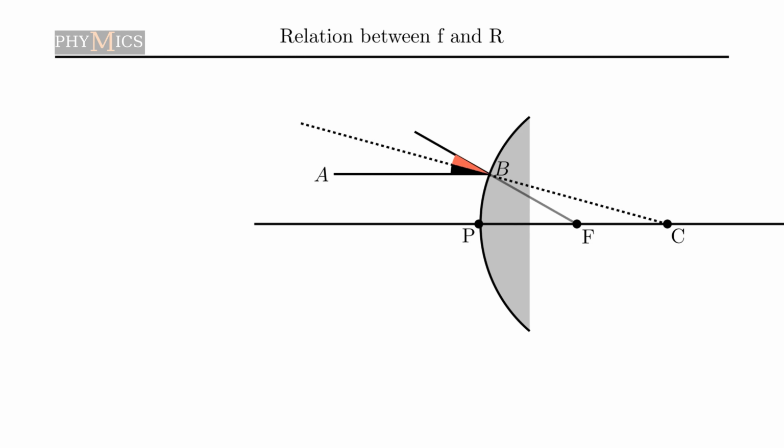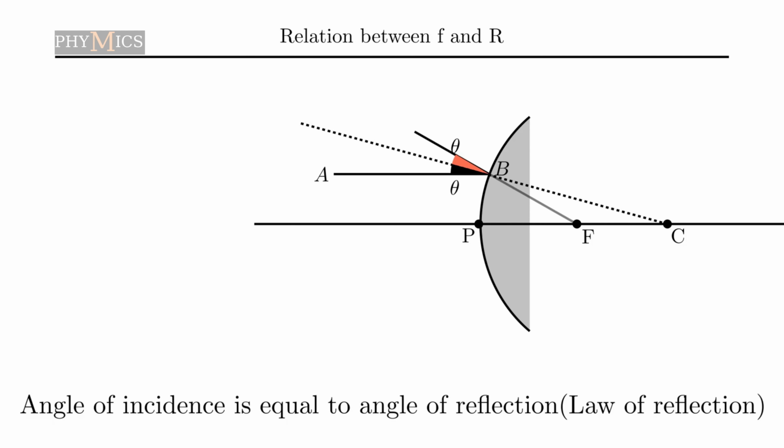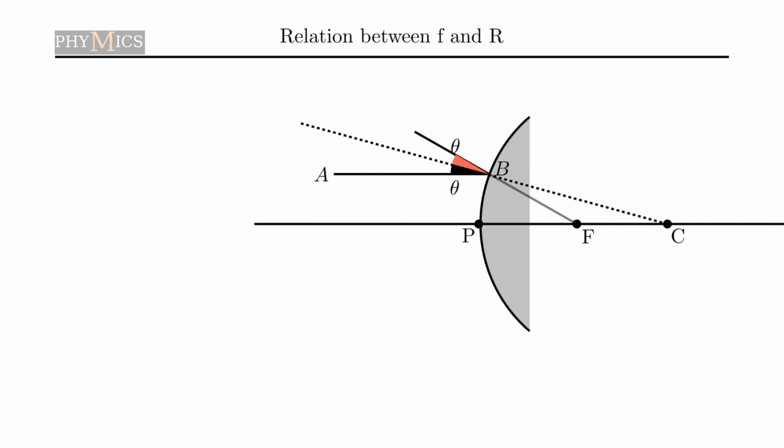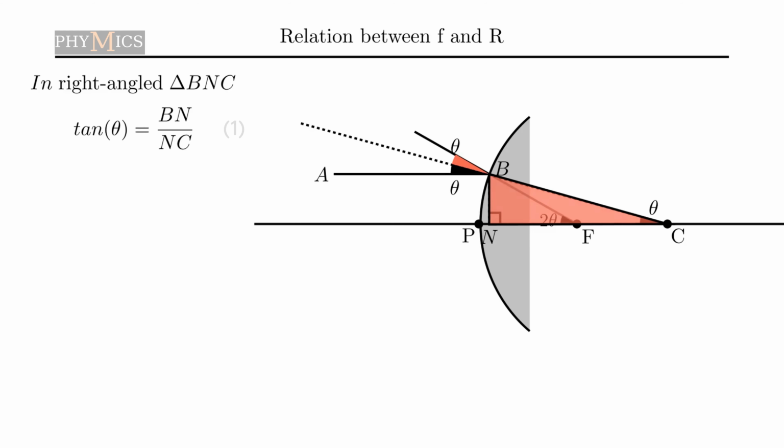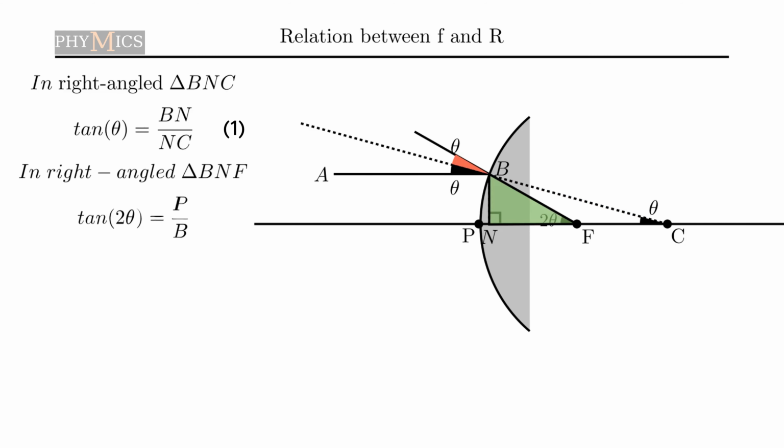The angle of incidence is equal to the angle of reflection in accordance with the laws of reflection. Angle BCP equals theta and angle BFP equals 2 theta as corresponding angles are equal. Next, construct BN normal to the principal axis. In right angled triangle BNC, tangent of theta will be given as BN upon NC, and in right angled triangle BNF, tangent of 2 theta will be given as BN upon NF.